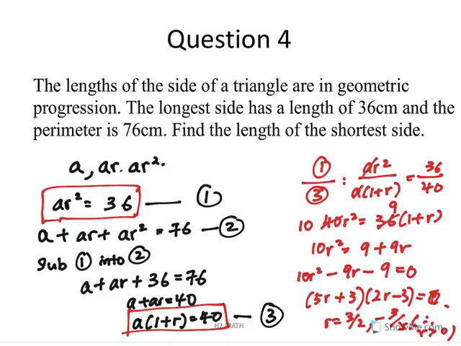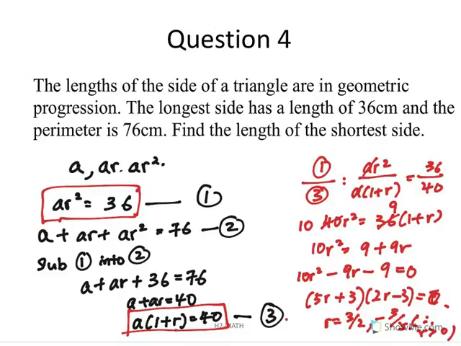Because in this case, R refers to the sides of a triangle, so R has to be positive. If R is negative, it would not make sense for the sides of a triangle.